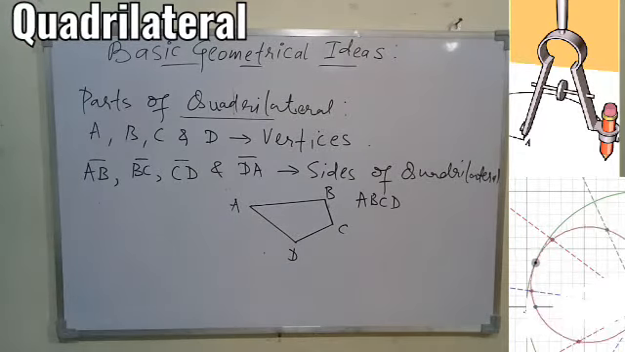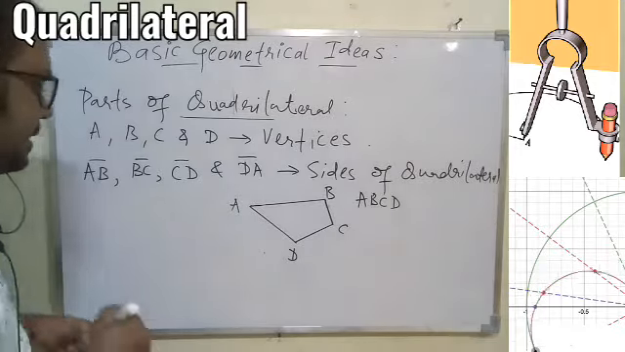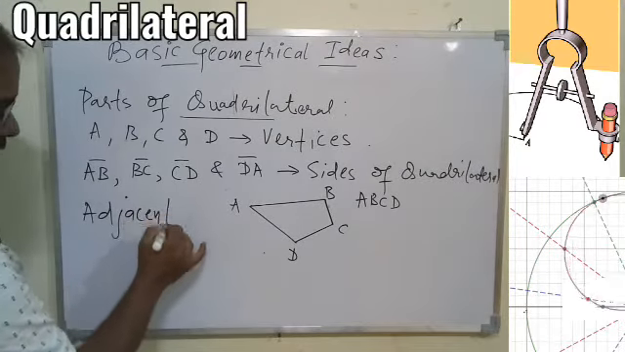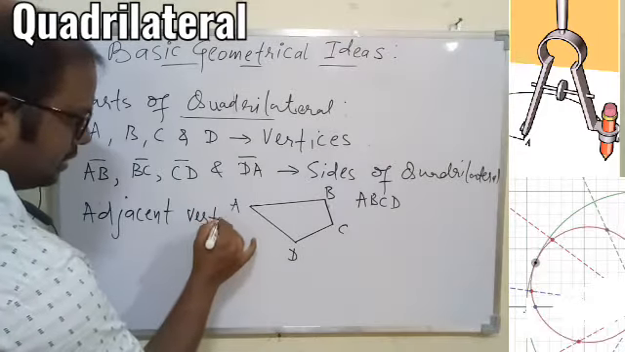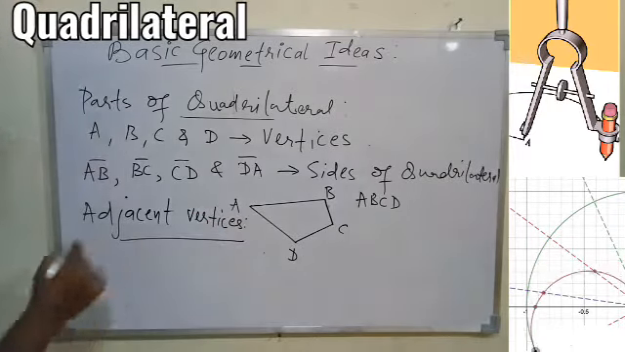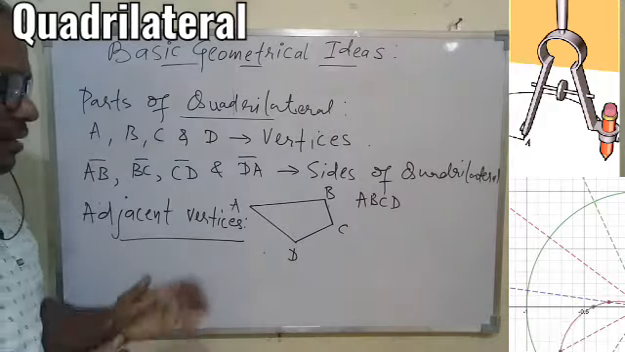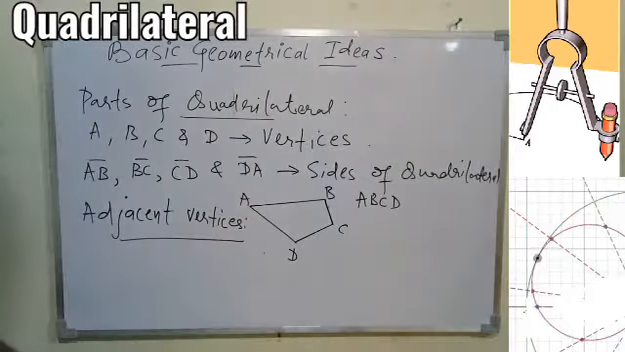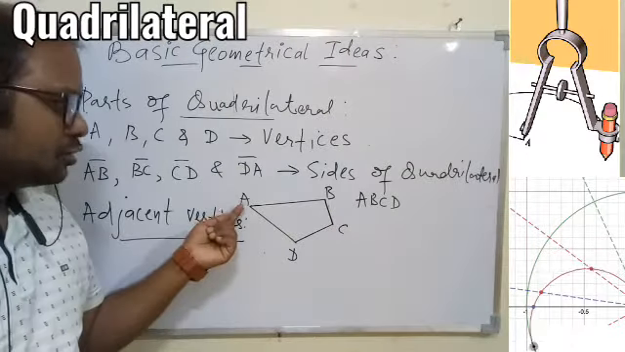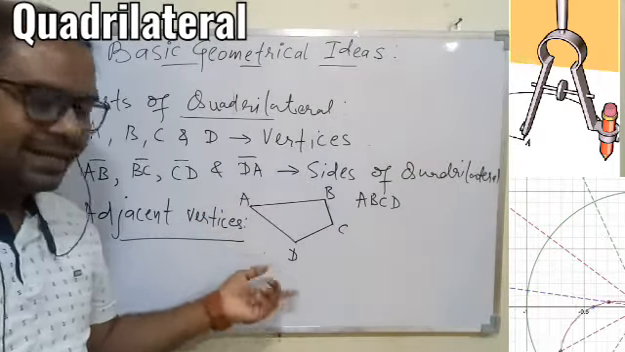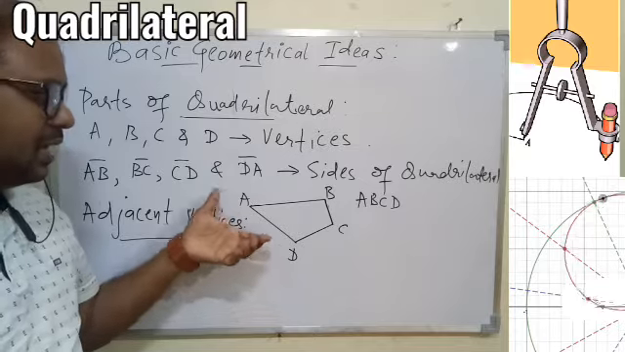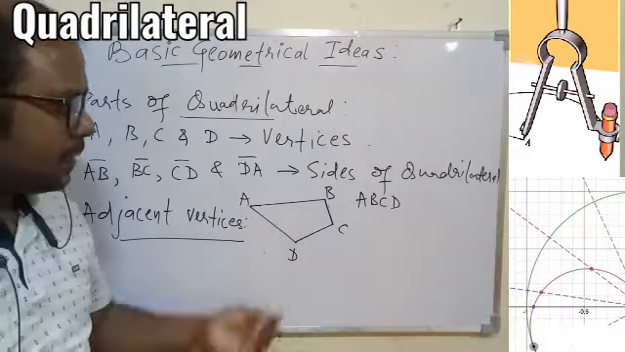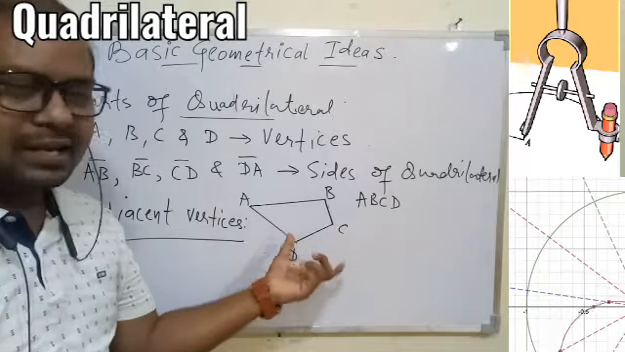Then again we can have the next thing, that is adjacent vertices. If you remember the meaning, adjacent is nothing but the vertices which are next to each other. So next to A, B is there, next to A, D is there. So we can say A and D are the adjacent vertices. A and B are also adjacent. B and C are adjacent. C and D are adjacent.